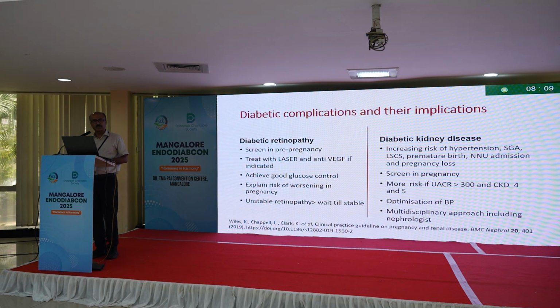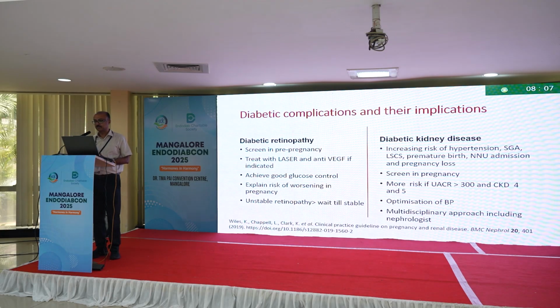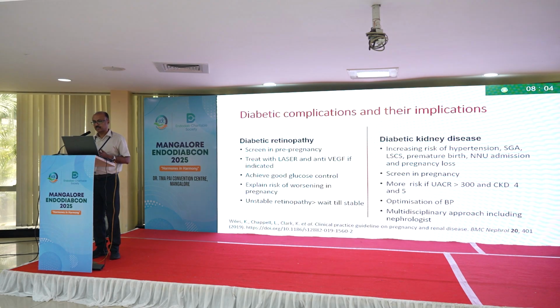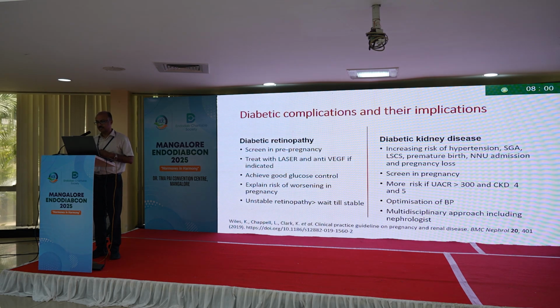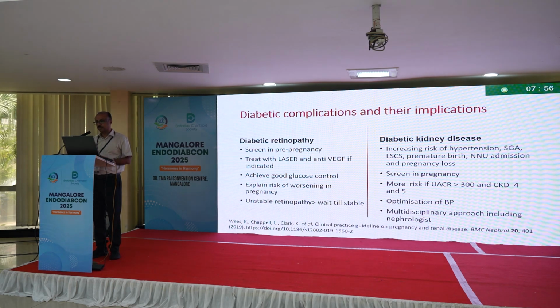Diabetic kidney disease again is associated with multiple increased bad outcomes like hypertension, SGAs, neonatal ICU admissions, pregnancy loss, etc. Pre-pregnancy, again, screen. If you have a UACR of more than 300 or a CKD 4 or 5, you are at very high risk during pregnancy.